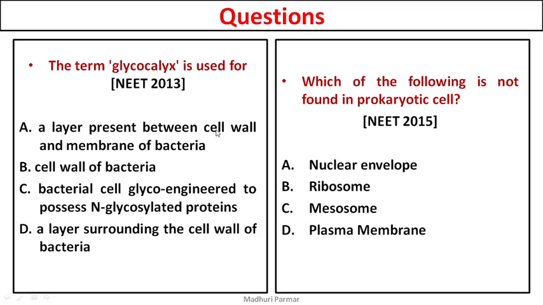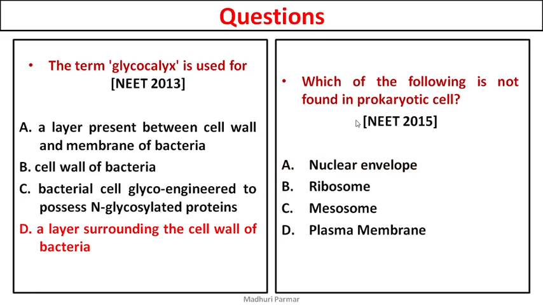Some questions, quickly we will go through these. The term glycocalyx is used for a layer present between the cell wall and membrane? No. Cell wall of bacteria? No. Bacterial cell glyco-engineered to possess N-glycosylated proteins? No. A layer surrounding the cell wall of bacteria? Yes. Glycocalyx is present outside the cell wall. So the answer is D.